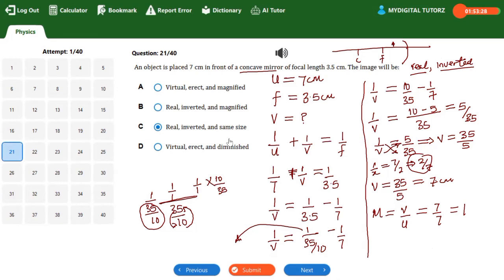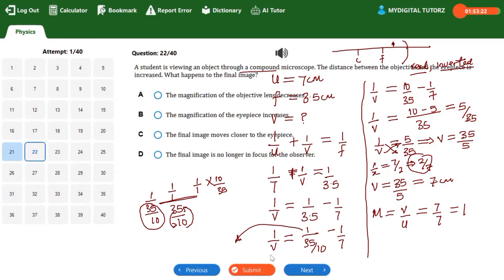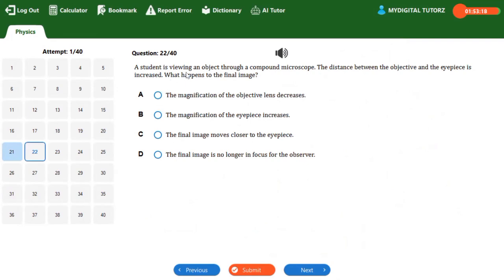I hope this is understood. So that is about question 21. So moving on to the next question, which is question 22. Question 22 says, a student is viewing an object through a compound microscope. The distance between the objective and the eyepiece is increased. What happens to the final image?